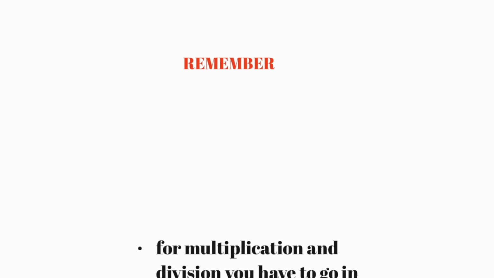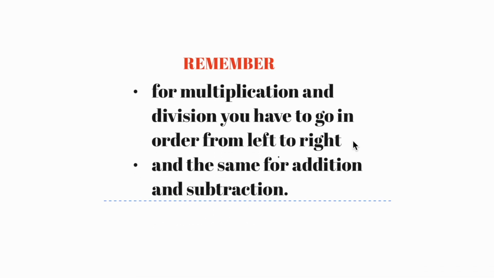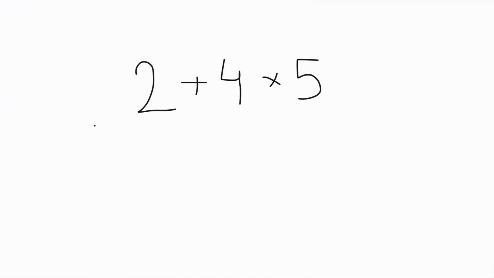Remember, when you have multiplication and division in the same equation, you always have to go in order from left to right. This applies for addition and subtraction too. Let's do an example together.